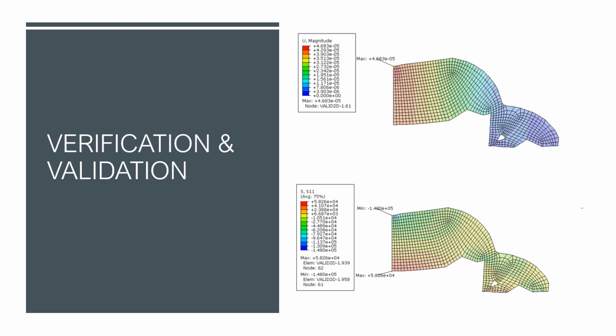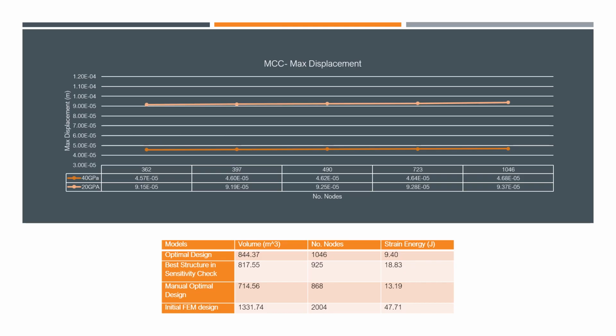This was done by looking at the maximum magnitude, as you can see in the top corner there, and then the maximum tensile and compressive strength on the bottom right. This was then done using an MCC with the max displacement to verify, which can be seen as expected. The 20 gigapascal max displacement was double that of the 40 gigapascal with the number of nodes along the x-axis there.